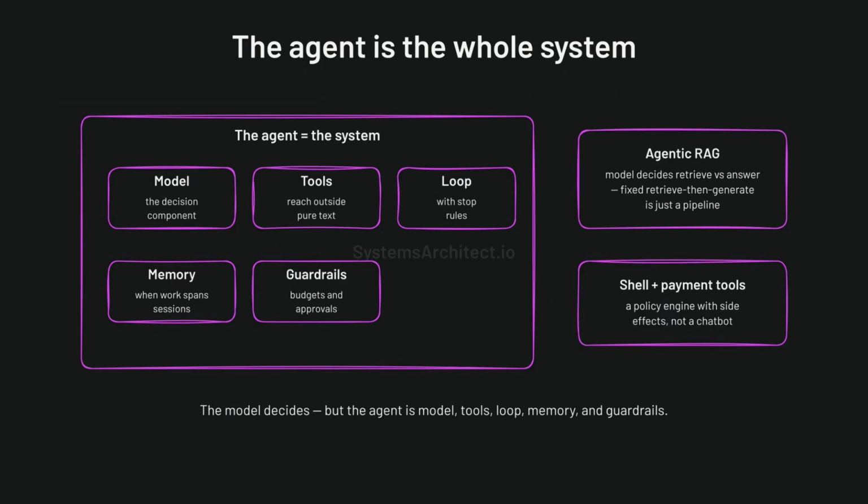The model is the decision component, not the whole agent. The agent is the system: model, tools, loop, memory, and guardrails. Short tasks can run from the current context window alone. Memory matters when work spans sessions or long horizons. Retrieval augmented generation is often a tool inside the loop. Plain retrieve then generate with no branching is a pipeline. When the model decides whether to retrieve or answer, you've got Agentic RAG. Shell and payment tools make a policy engine with side effects, not a chatbot with plugins.